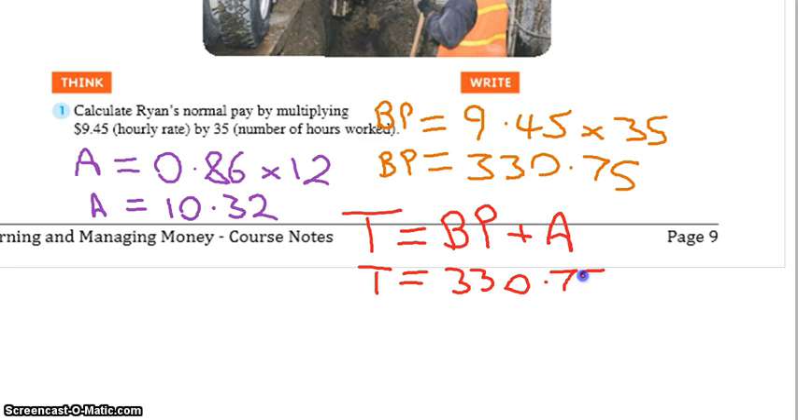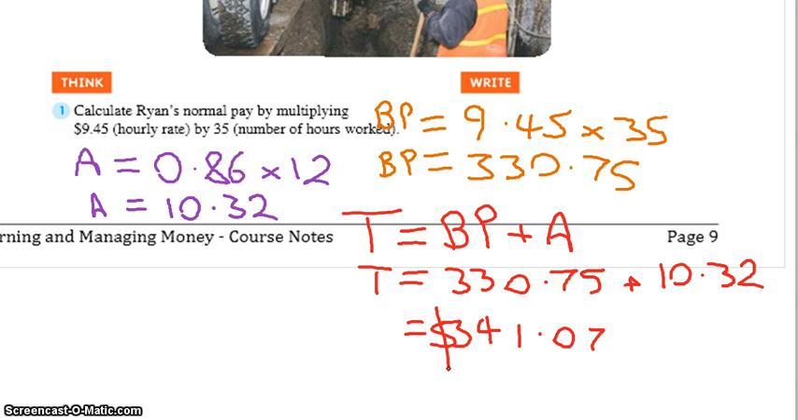330.75 plus 10.32. And that's going to give us a grand total of 341 and 7 cents.